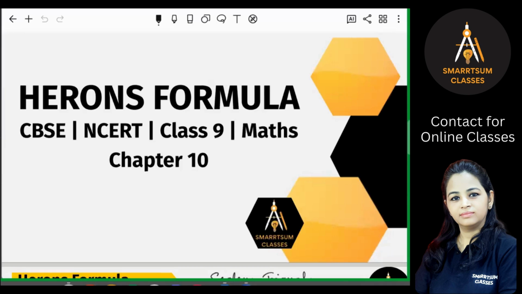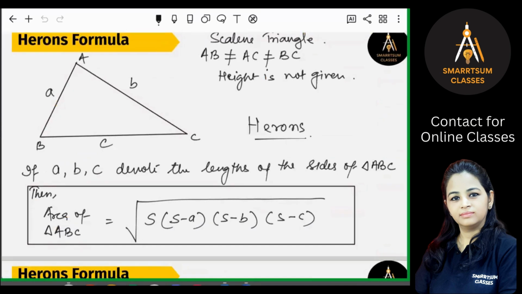Okay, so in the last class we discussed what Heron's formula is. We had started this chapter, and we went through how you can find the area of a triangle using Heron's formula. So what is Heron's formula?